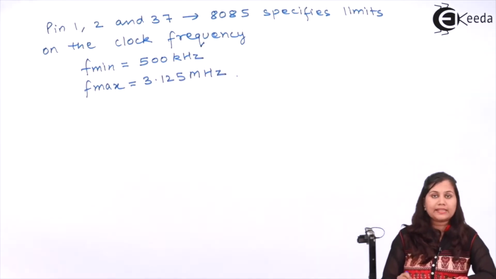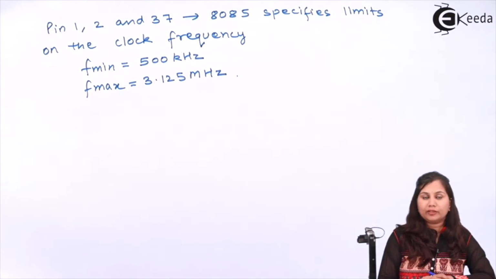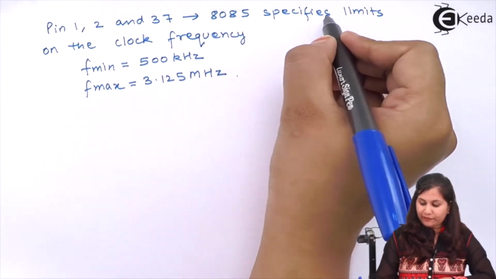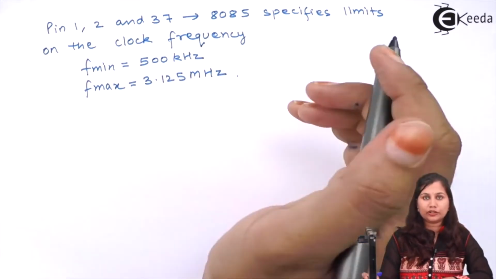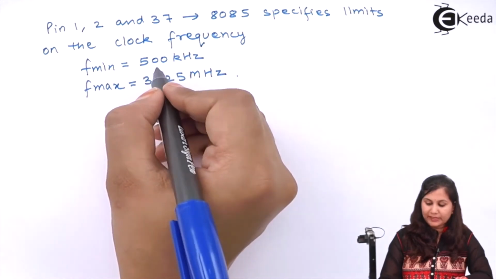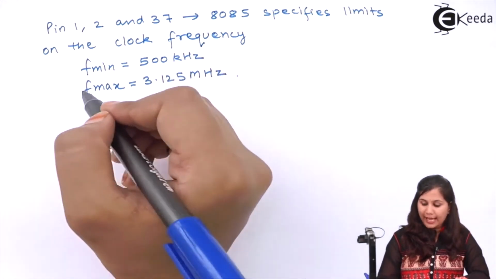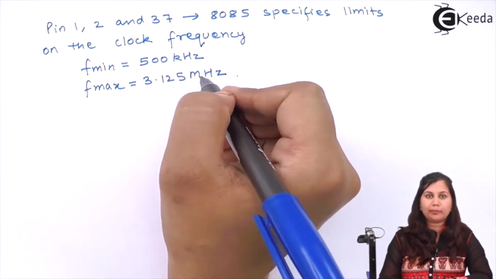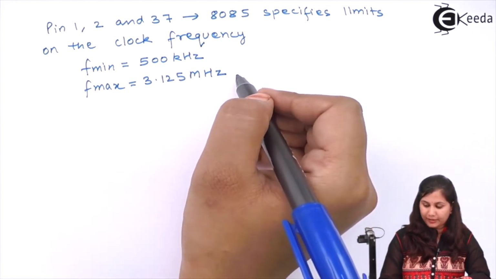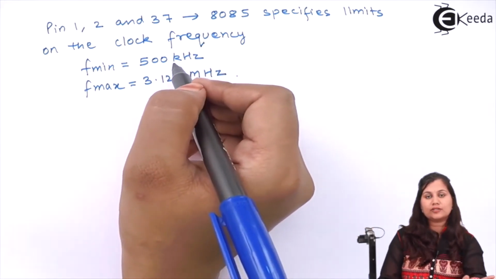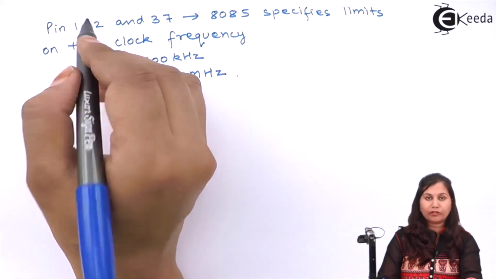So the clock frequency at which the 8085 works is approximately 3 megahertz. So the 8085 specifies limits on the clock frequency. The minimum frequency is 500 kilohertz and the maximum frequency is 3.125 megahertz. Now let's see the connections of the crystal at pin 1 and 2.